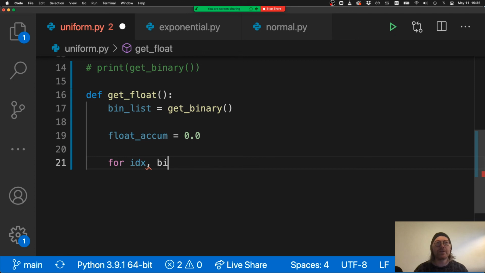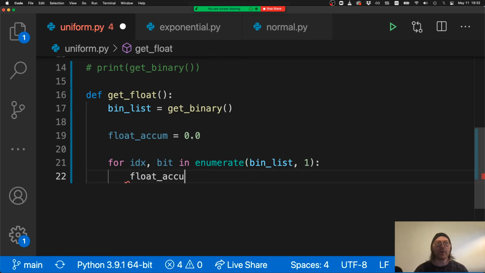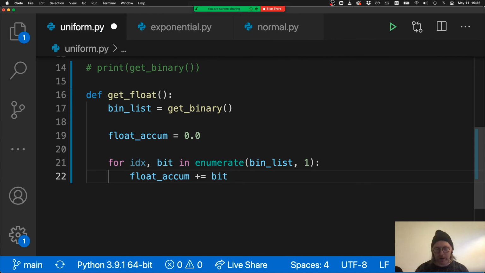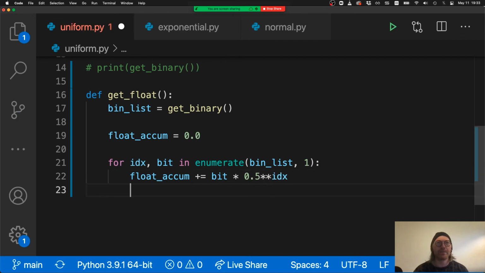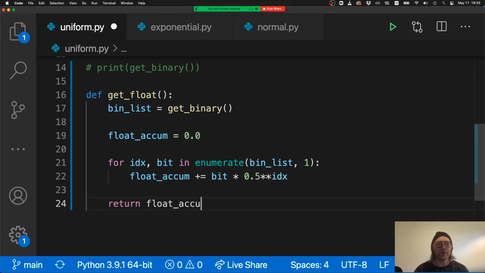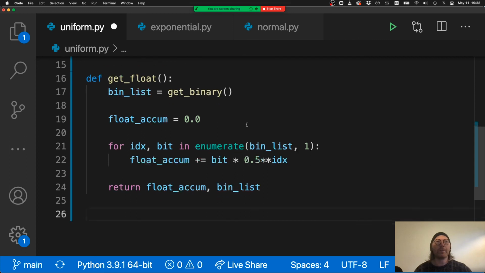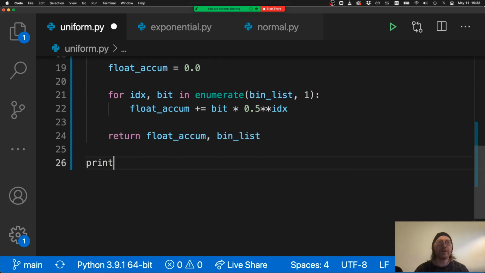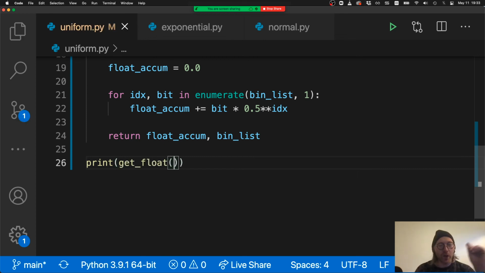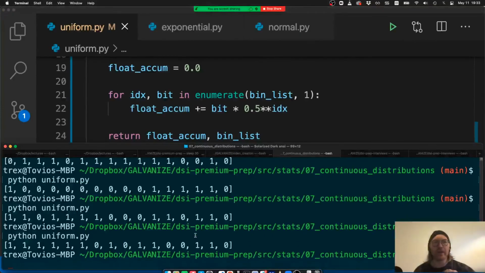We can just say for index and bit in enumerate the bin list, and we can start at the value 1. And then we can say float accumulator is going to be incremented by the bit multiplied by 0.5 raised to that index. And we can return the float accumulator, and we can return this binary list. Okay, so let's print one of these floats. And we'll see the float value in relationship with the binary that we used to create it.